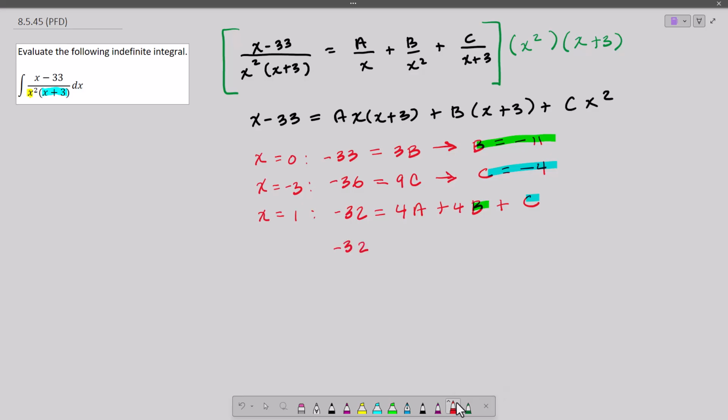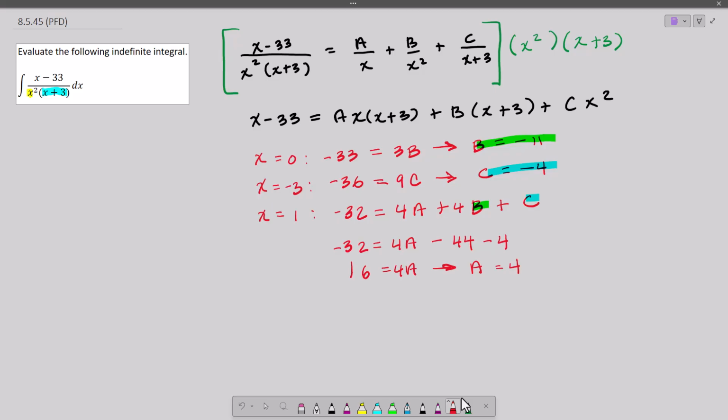So we have negative 32 equals 4a plus 4b. Well, b is negative 11, so we're going to end up with negative 44. And then c is negative 4. So let's collect all our like terms here. So we're going to have negative 48 on the right. We add 48 to the left. So we will end up with an a value of 4.